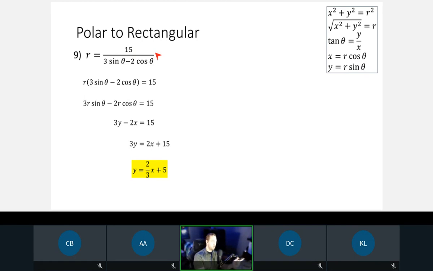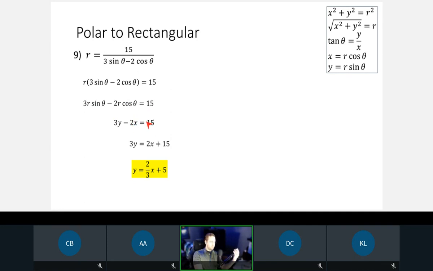Next, I distributed the r. So I did r times this term, I got this, and then r times this term to get that equals 15. So remember, in order to convert from polar to rectangular for the y values, you need not just sine theta, but you need r times sine theta. So r times sine theta became y. The 3 carries down, multiplication. Over here, r cosine theta became x. That -2 carried down, and then there's your 15.